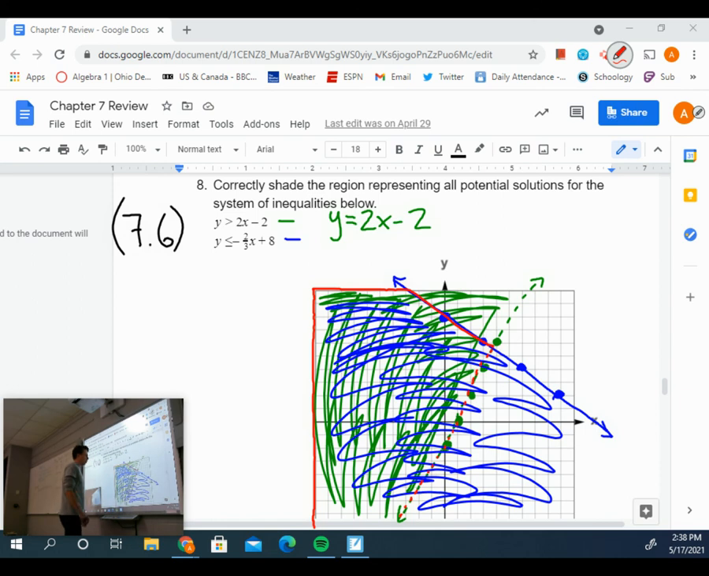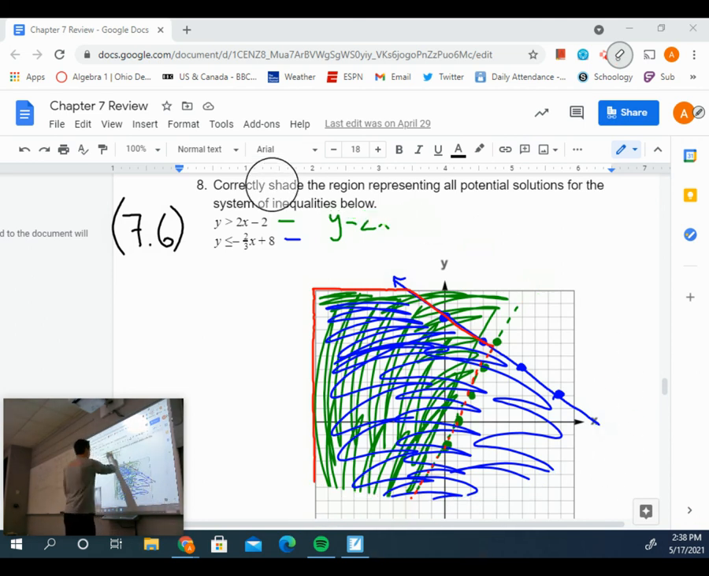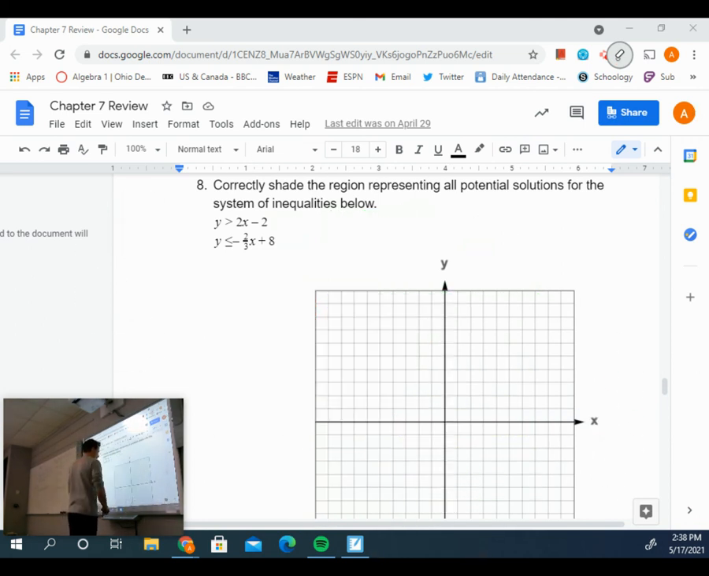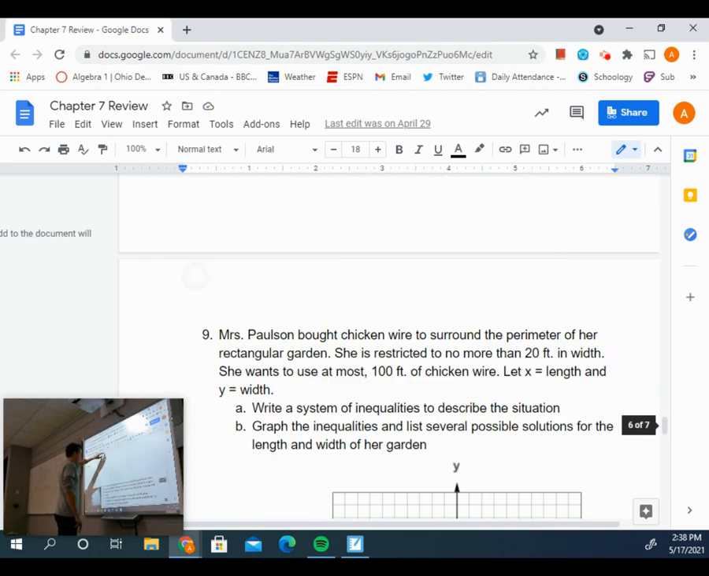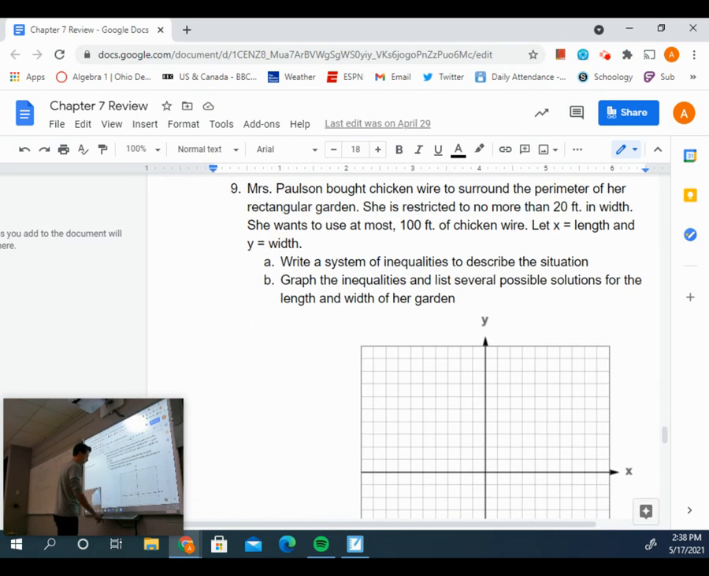But I want the double shaded region, which I've outlined here in red. That indicates all points inside, where they both got shaded. Any coordinate point there will make both inequalities true. Let's go through one more problem. And this is an application of 7.6, okay? An application of 7.6.